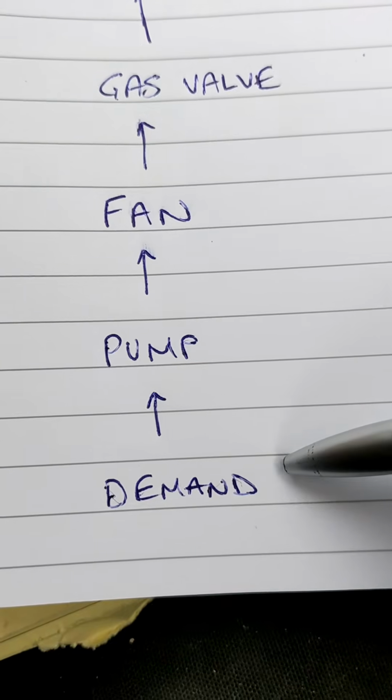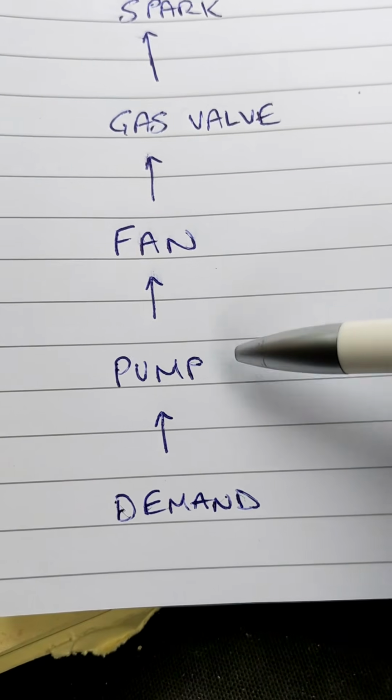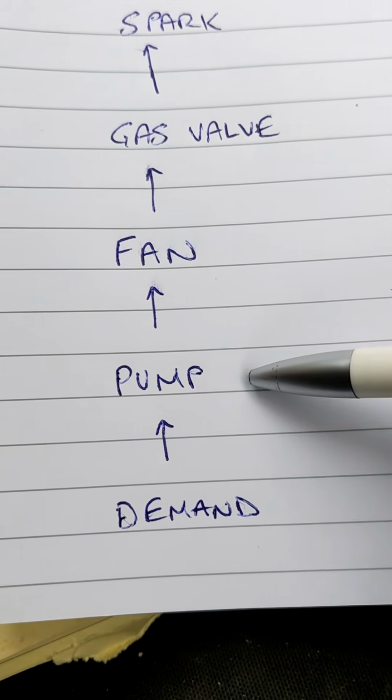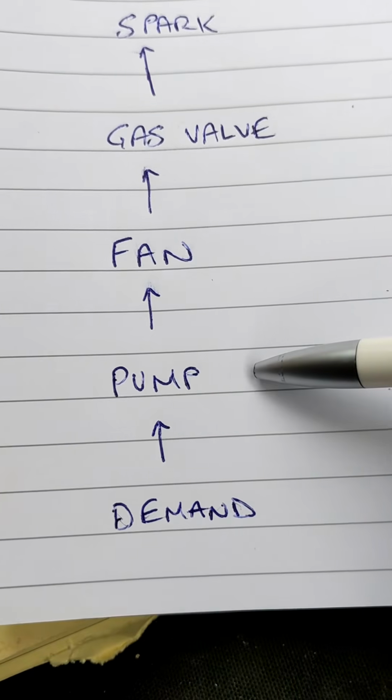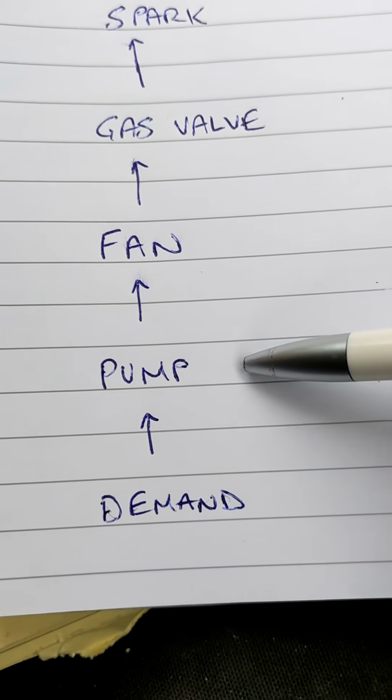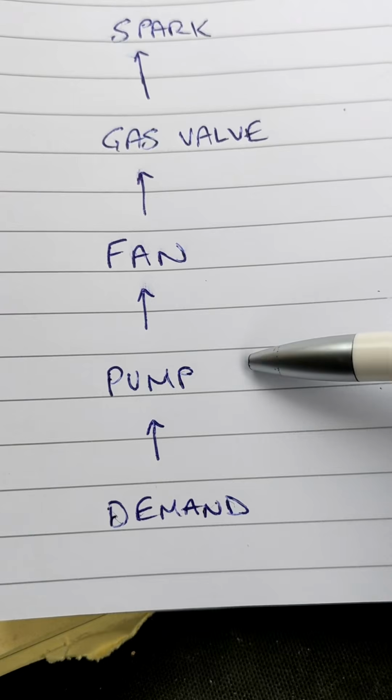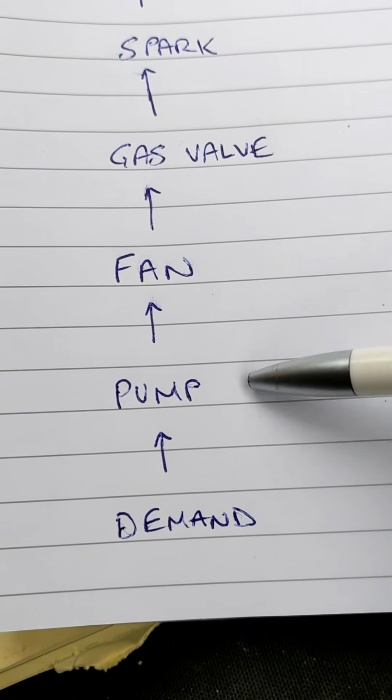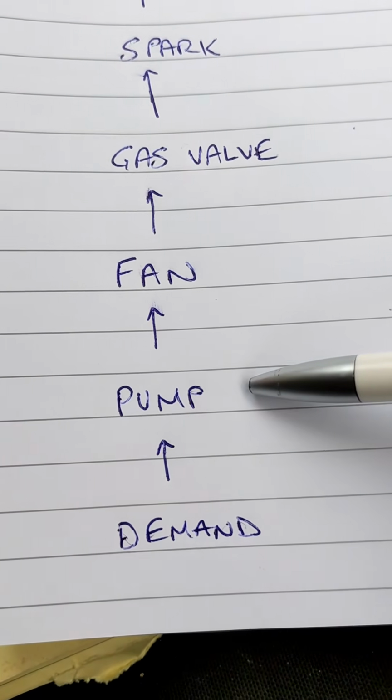First thing it should go to next will be the pump. The pump should start kicking in, it should start running. Now this pump may be within the boiler if it's a system or a combi boiler, or it may be an external pump if it's a heat only boiler, but there should be a pump somewhere in the system, and that will be the next thing to kick in.